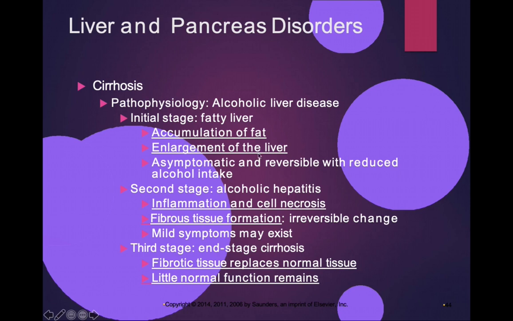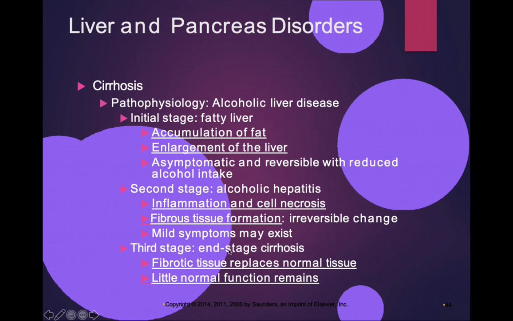So the initial stage is fatty liver: you get the accumulation of fat and enlargement of the liver. It's asymptomatic and it's reversible if they reduce the trigger, which is usually alcohol in alcoholic liver disease. The second stage is alcoholic hepatitis. There's inflammation, and you start to see some necrosis of the cells. There is the beginning of fibrous tissue formation. But because it's still early on, here in stage 1, when it's enlarged, it's reversible. But here in stage 2, because the fibrous tissue is already formed, that's irreversible.